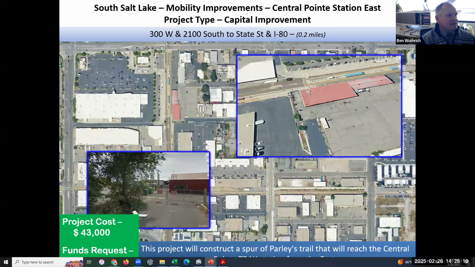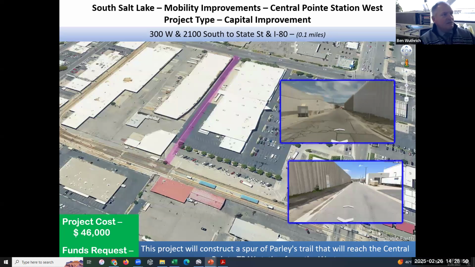The next project is a request from South Salt Lake. Again, a mobility improvement project. This is Central Point Station East. The intent of this is to be able to construct a trail that'll reach the Central Point track station from the east side. Project estimated cost is $43,000. Funds being requested are a little more than $40,000.